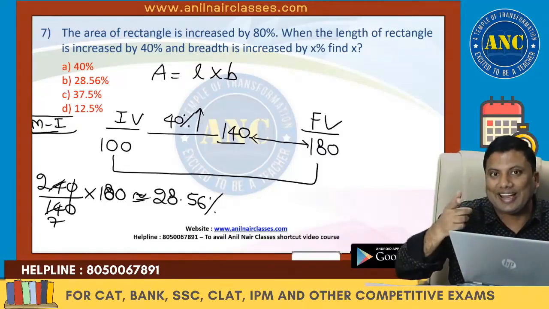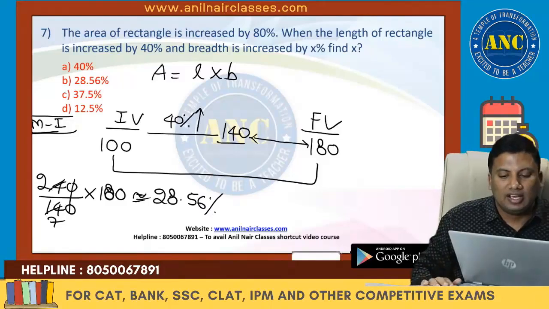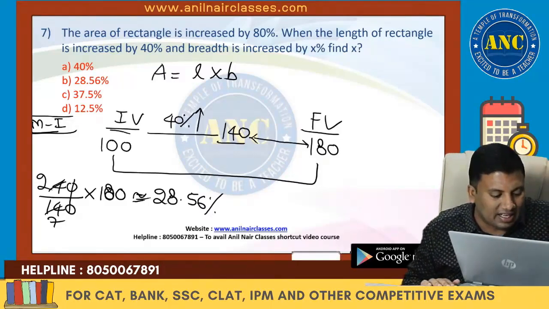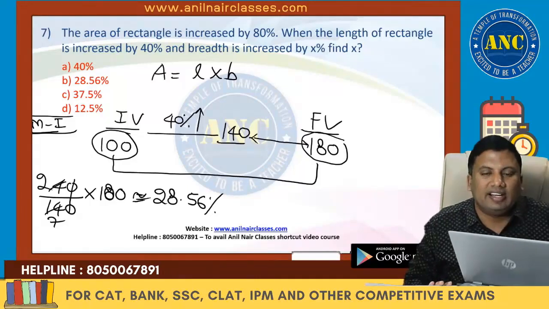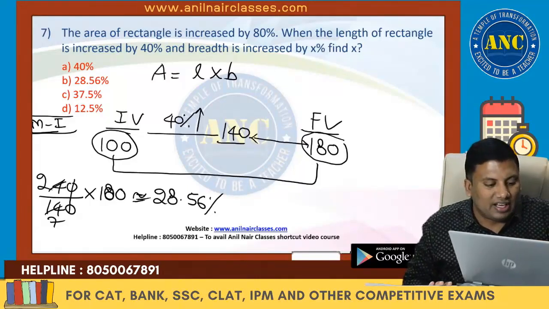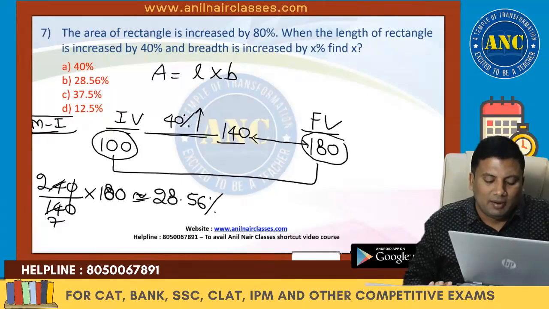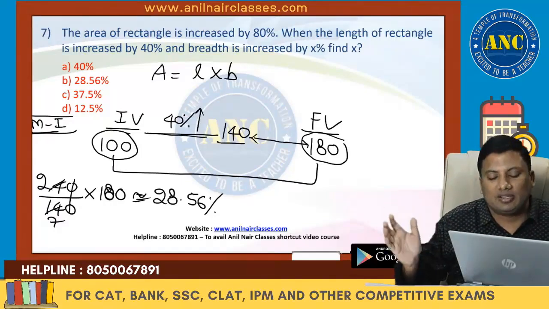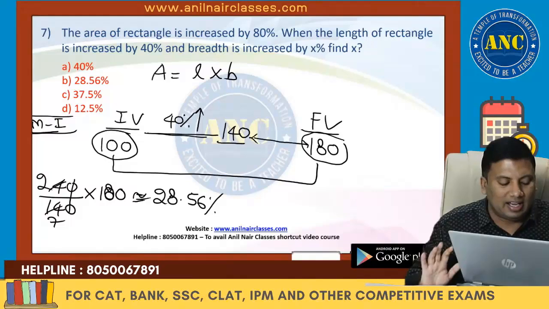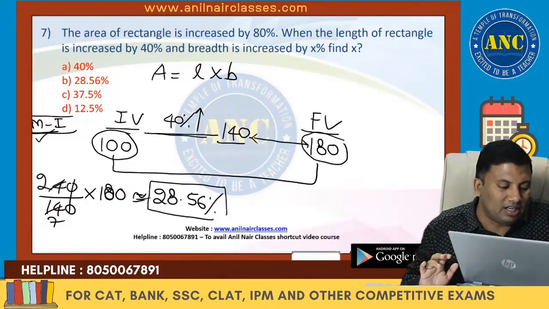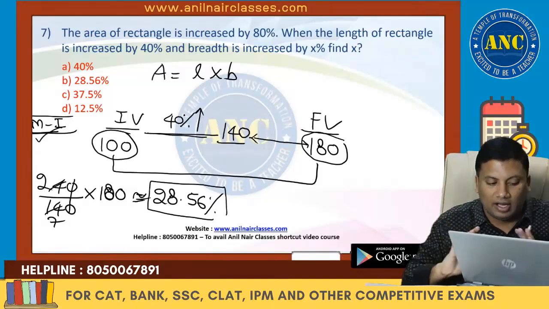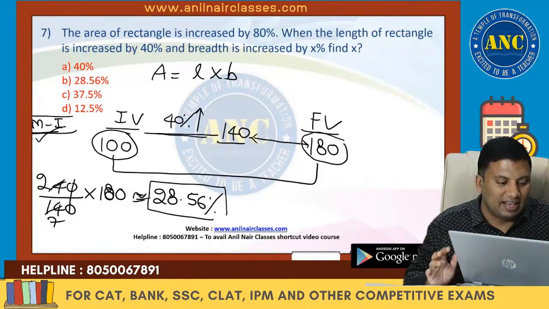So that is exactly what I said in the examples. Area is increased by 80. Area initially it is 100. It is increased by 80, so 180. Length increases by 40, so 140. Breadth we don't know. 140 is becoming 180. 40 increase on 140, 2 by 7, which is 28.56. Method number 1. I hope the idea is clear.